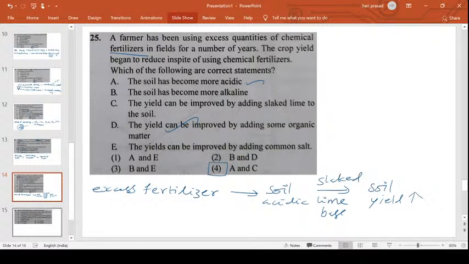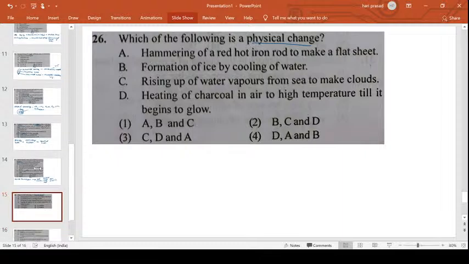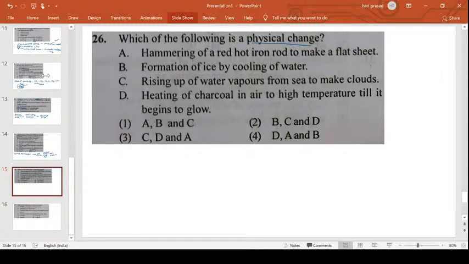Okay, next question we'll take. Now here, physical change. Physical change in the sense solid, liquid, vapor. In these three, changes will be there. Solid converting into liquid, liquid converting into vapor. Like this, the change is called physical change. These three interchanging is physical change.